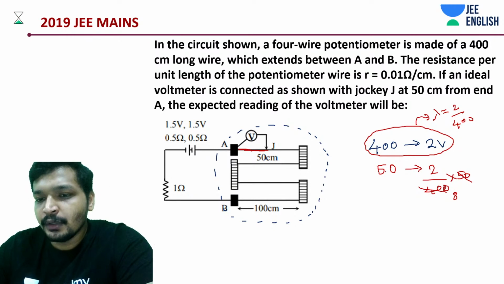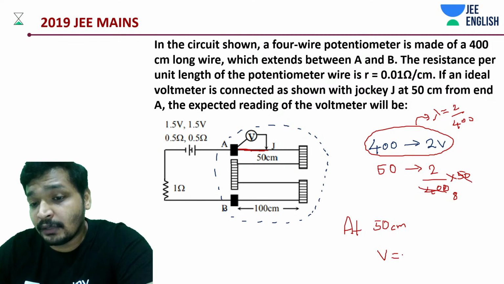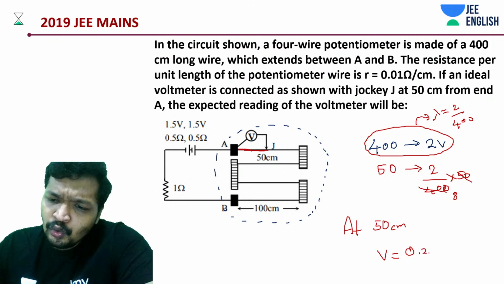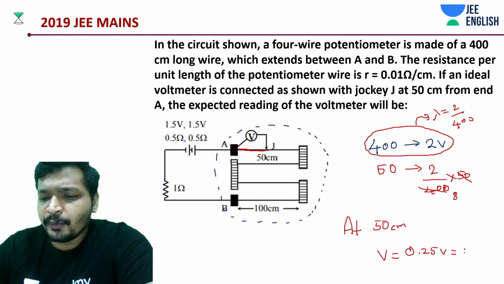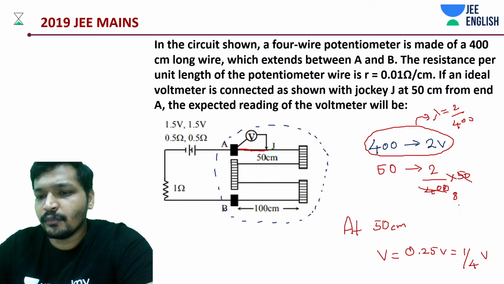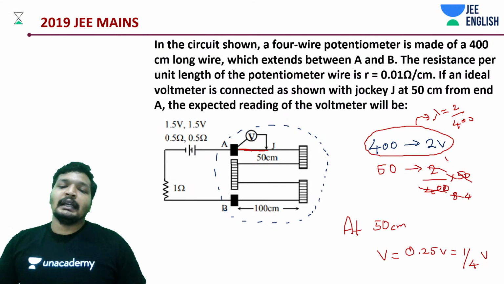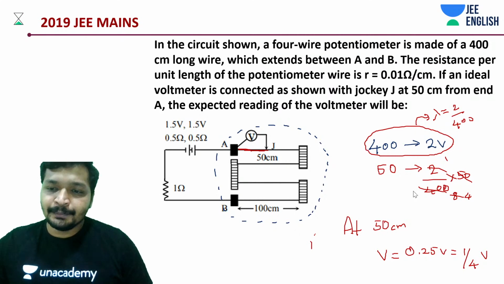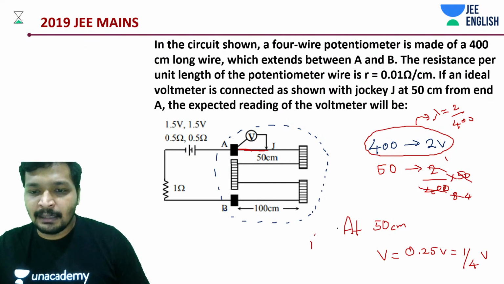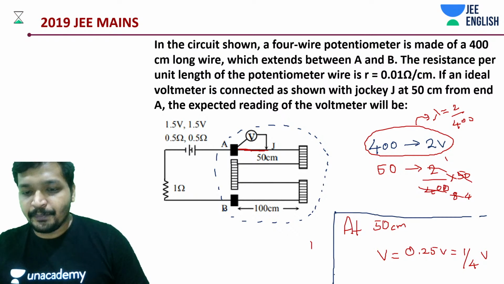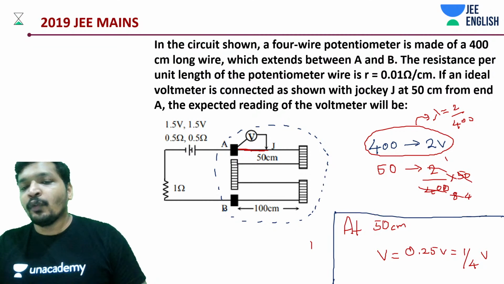1 by 4. So at 50 centimeters, how much is the potential drop across that 50 centimeters? 0.25 volts, basically 1 by 4. Very messy calculation, but let me again conclude one thing. Just giving you a quick example of this thing. 1 by 4 volts at this point.